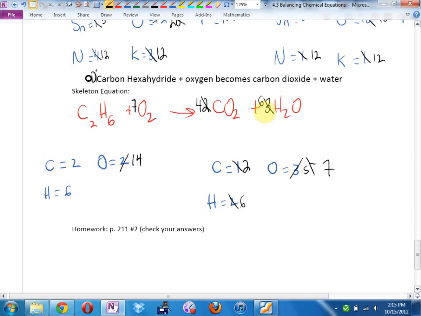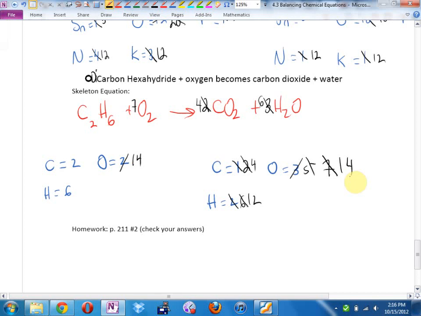How many C's do I have on the right-hand side now? 2 or 4? I got 4 now. Cross that out. How many H's do I have on the right-hand side now? 6 or 12? I think 12, right? So cross that out. How many O's do I have on the right-hand side now? Let's see. I got 8 and 6. How many? 14. Am I in balance? No.